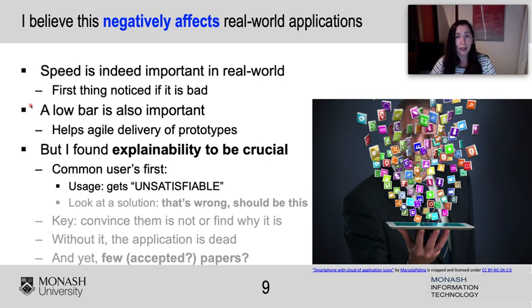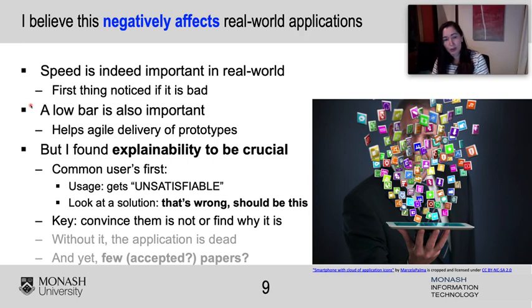The second one is because when the user looks at the solution, chances are, and it has always happened to me, that the first thing that they say is, that's wrong. And it should be like this. And the key then is to convince them that it's not, which is not easy. Or if it actually is wrong, which is probably the case at the beginning, then you need to find why, and then you need to change the model to cater for that. And if you don't do this, the application is dead in the water. Chances are that it's so difficult to build an application that is actually implemented, as in actually used in the real world. But if you don't pass this little hurdle, then you're done.